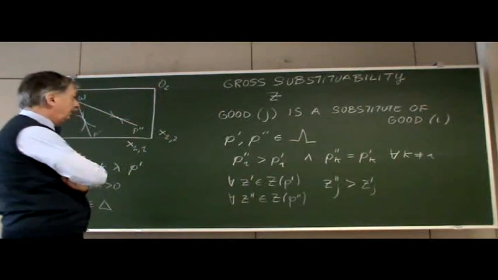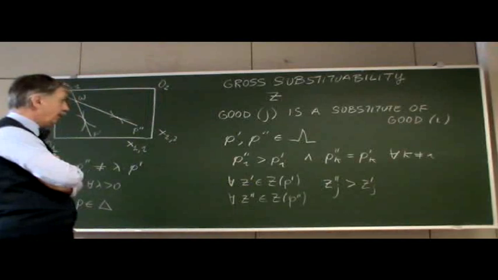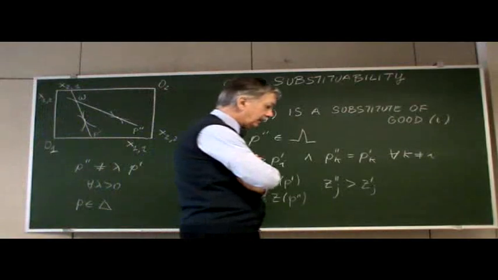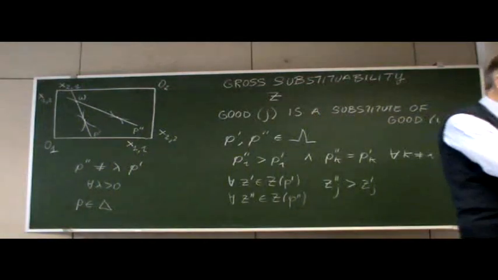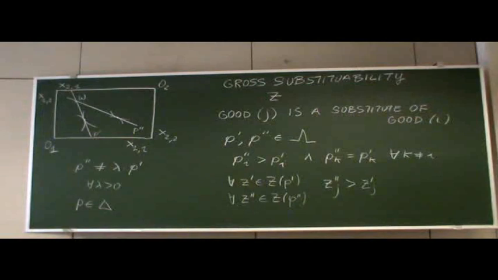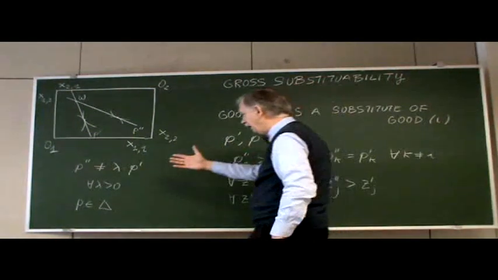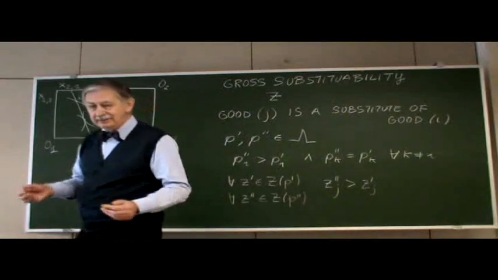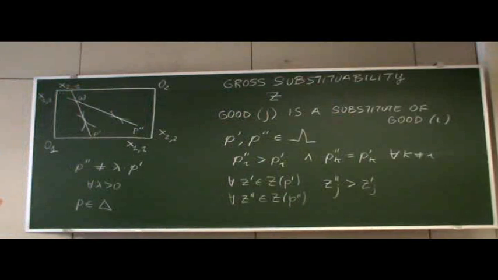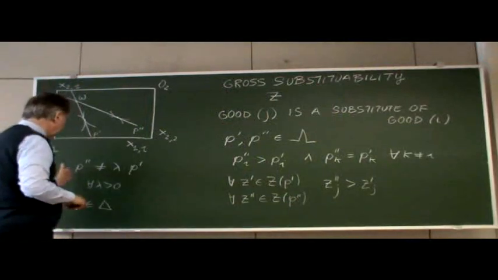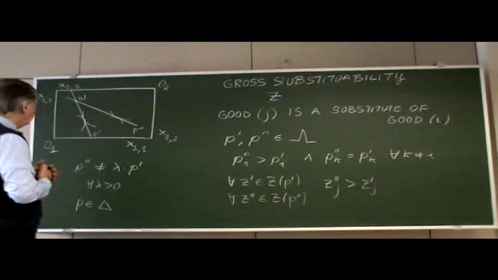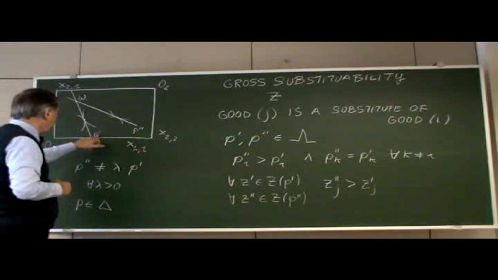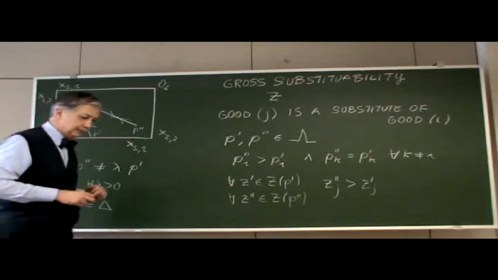Now, the theorem is the following. If every good is a substitute of every other good, then equilibrium is unique. It is impossible that there are two different price systems in delta such that there is equilibrium both with the first and the second price system.